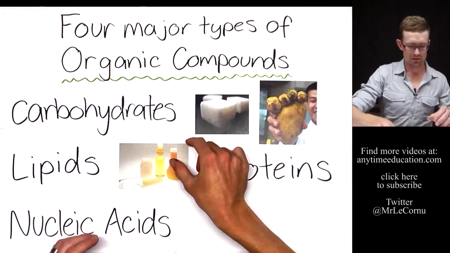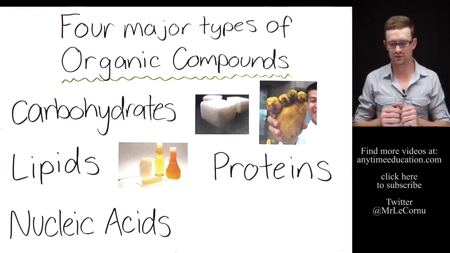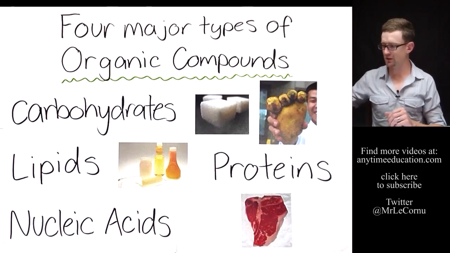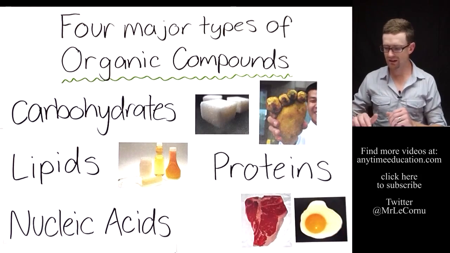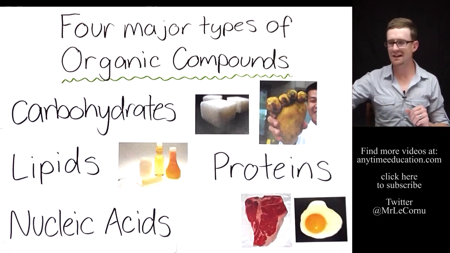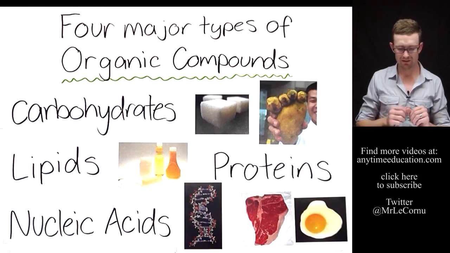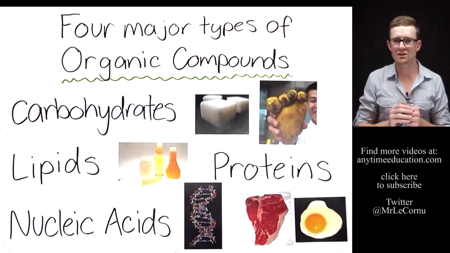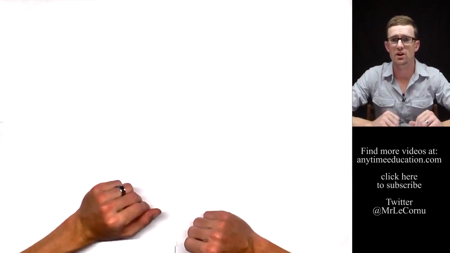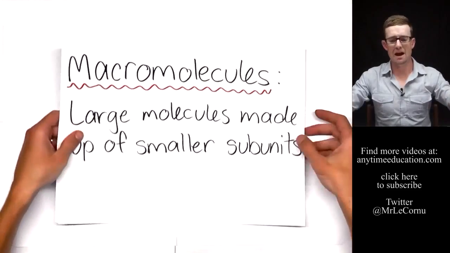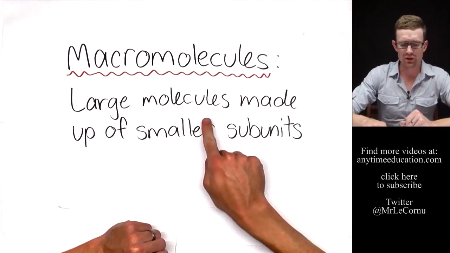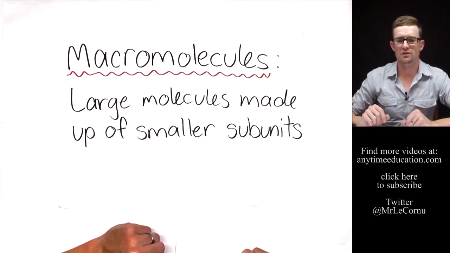Lipids. Fats and oils are lipids. Proteins. Meat contains proteins. Eggs contain proteins. And nucleic acids, well, DNA and RNA are nucleic acids. So they are the four major types of organic compounds. The name that we give to those four major types of organic compounds is macromolecules.